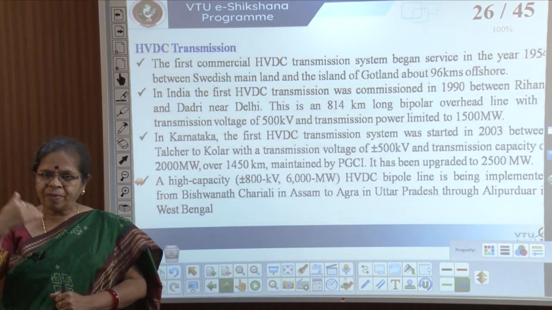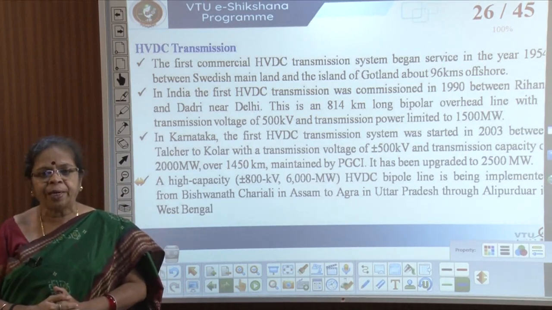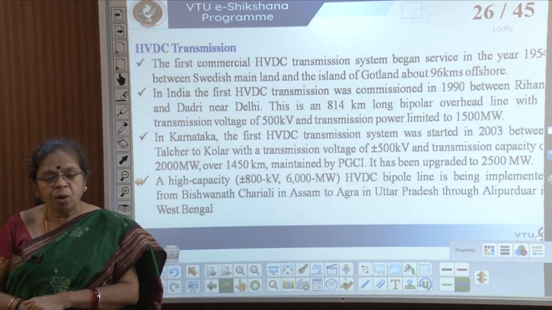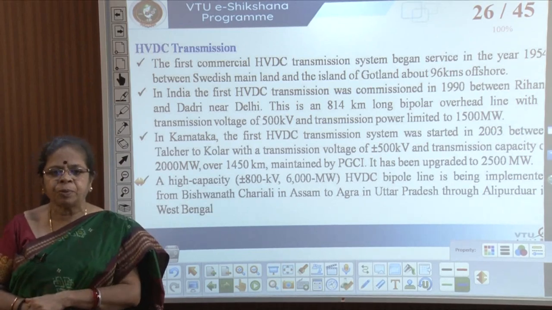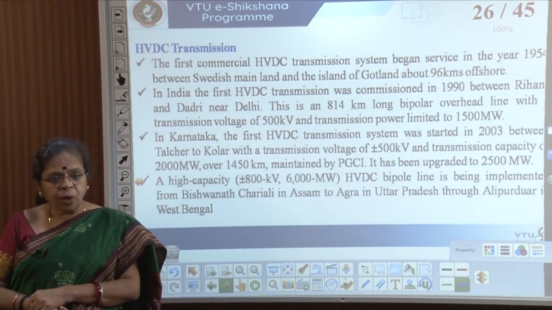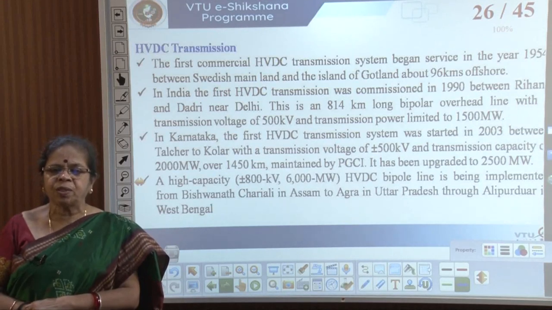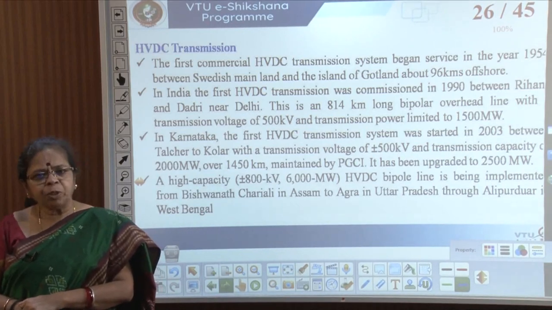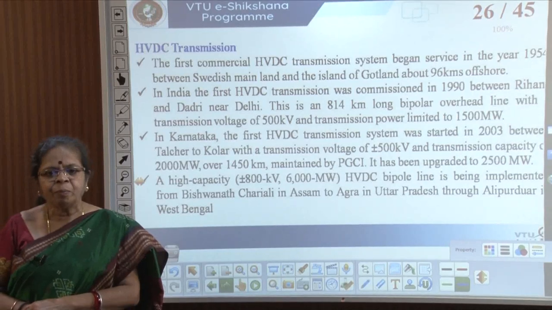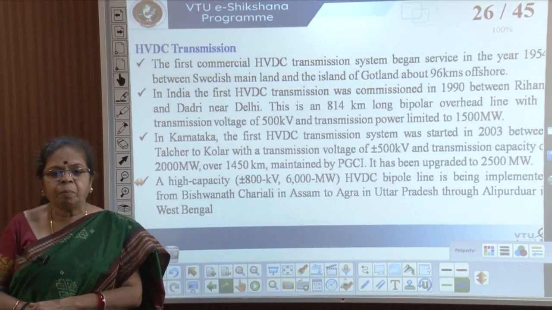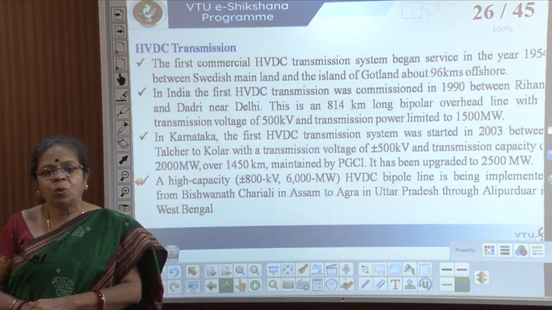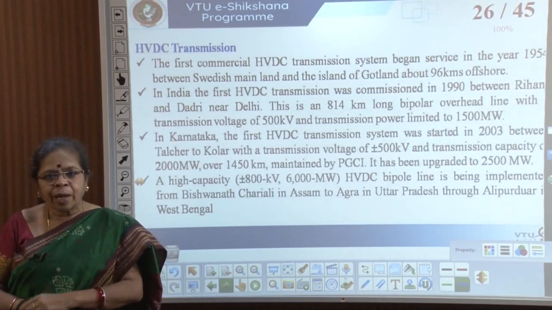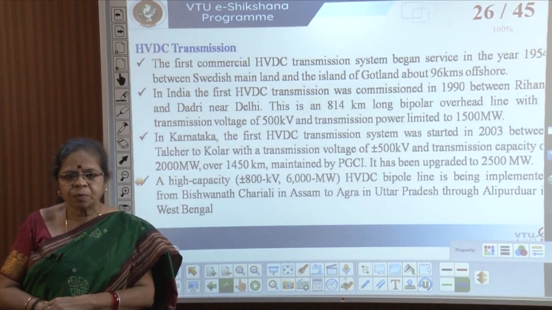Bipolar means you have both positive and negative with respect to the ground, a bipolar overhead line, and the transmission voltage was 500 kV and the power was 1500 megawatts, which is quite a large amount of bulk power. So coming to Karnataka, we had the HVDC transmission system in 2003 between Talcher and Kolar, and the transmission voltage was again plus or minus 500 kV with a capacity of 2000 megawatts, and this time you can see the distance was almost double, 1450 kilometers. Now this 2000 megawatt has been upgraded to 2500 megawatts.